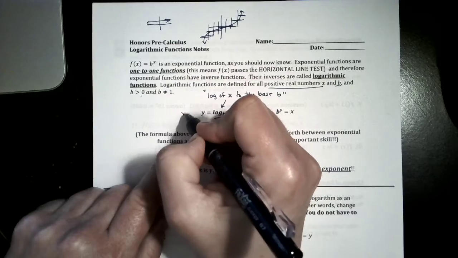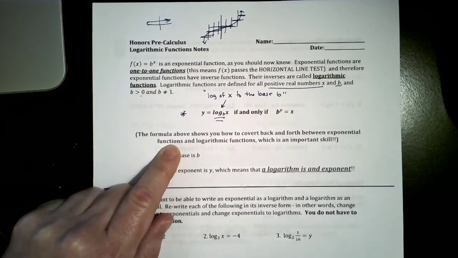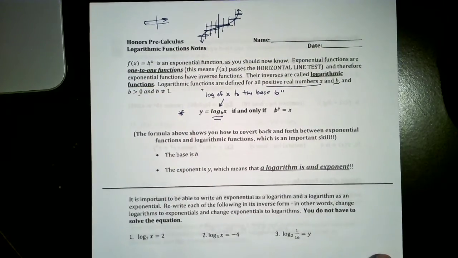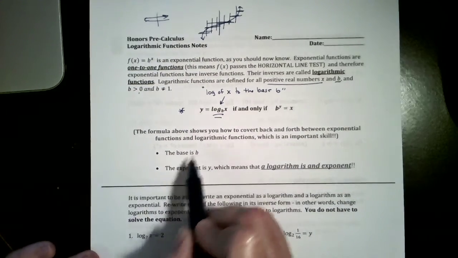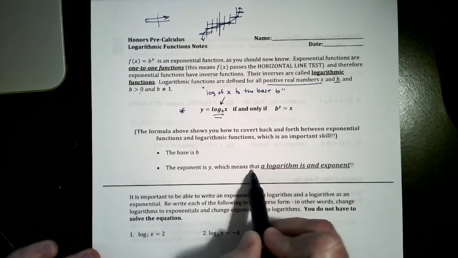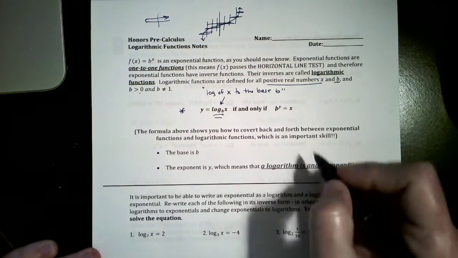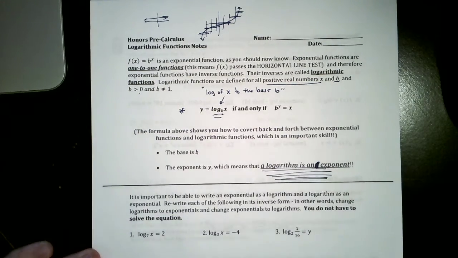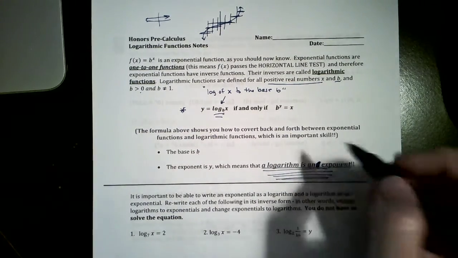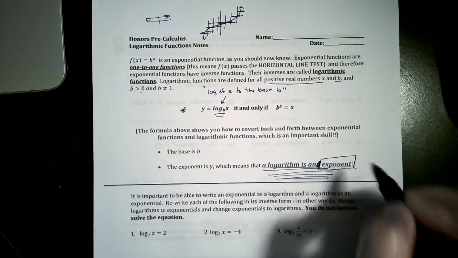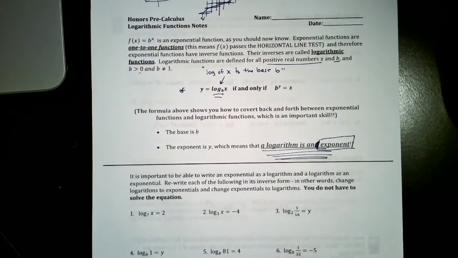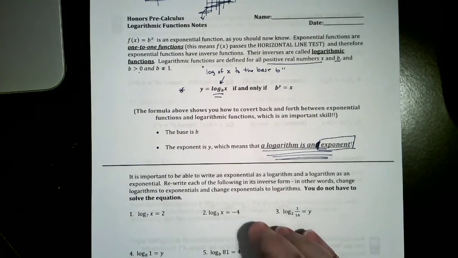This is going to be super duper important that you are able to convert back and forth between those two types of equations. Okay, and we're going to practice that, so don't worry. Okay, the base is b, and the exponent is y, which means that a logarithm is an exponent. A logarithm is an exponent. I cannot stress that enough. When you're finding logarithms, you are finding exponents.